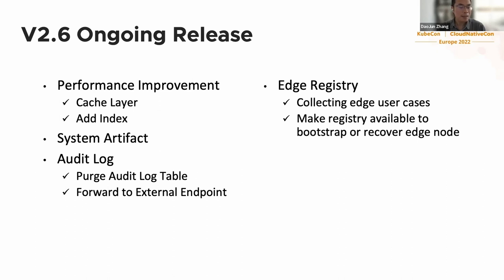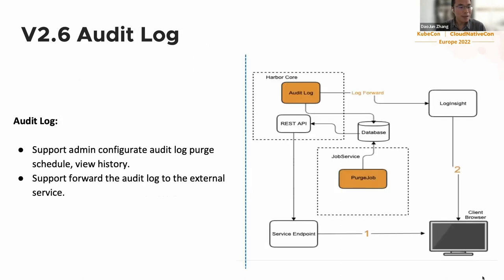The second item is the system artifact. As we know, everything stored in Harbor is an artifact. Could we move to the next slide? The container image and Helm chart are artifacts. System artifact is something related to the system. It is a framework that could be used to share data between different services. Let's talk about the system artifact from its use case.